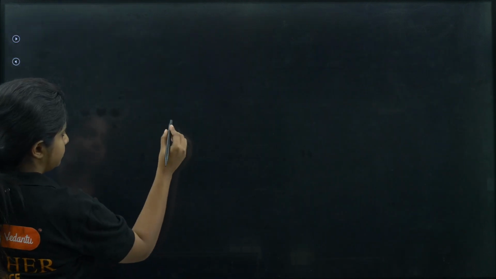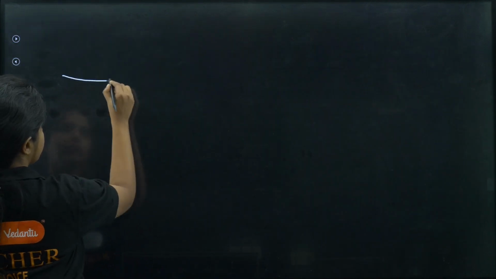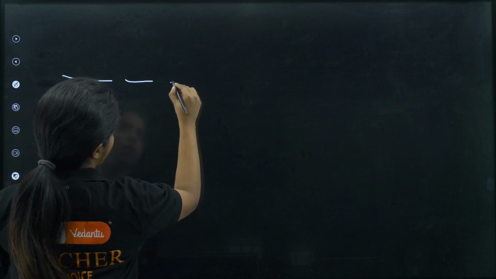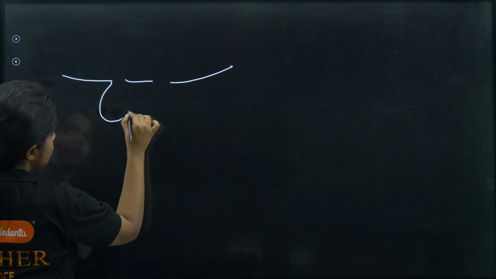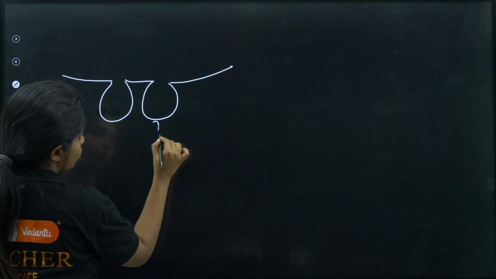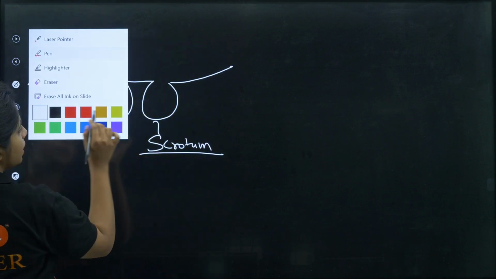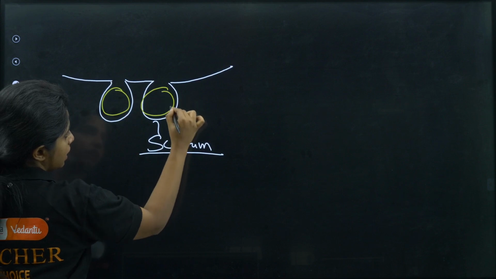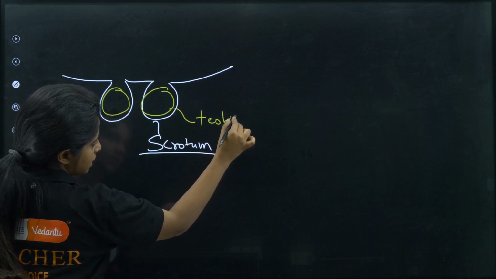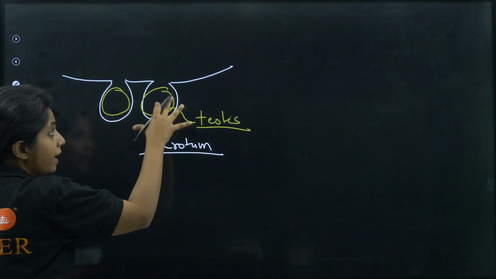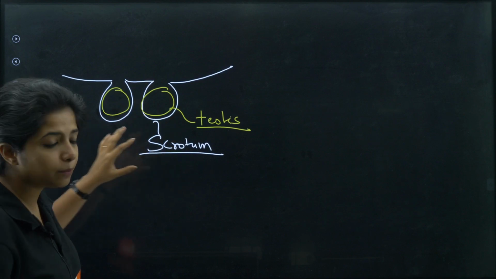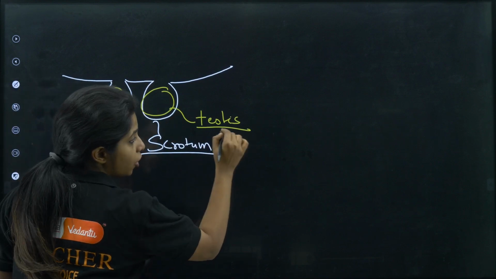Okay, first thing first, suppose this is the abdominal region of a male. The abdominal region has pouch-like structures, which are known as what? Scrotum, my dear children. The scrotum basically has the testis. Why is it located outside the abdominal cavity?